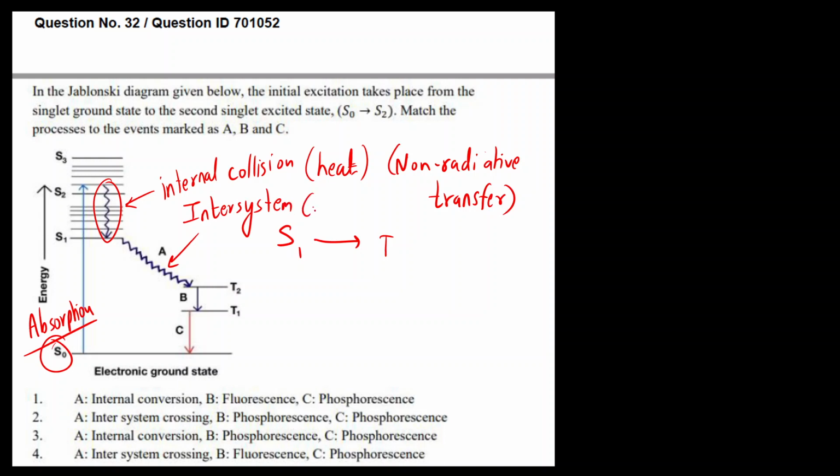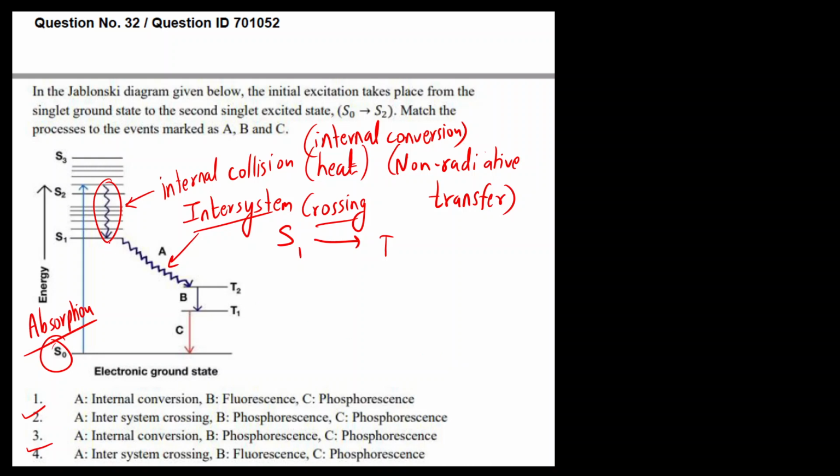This is inter-system crossing. So let us see option A. Internal conversion, no. This is internal conversion that I showed you just now. Okay, it is called inter-system crossing. So either option 2 is correct or option 4 is correct.